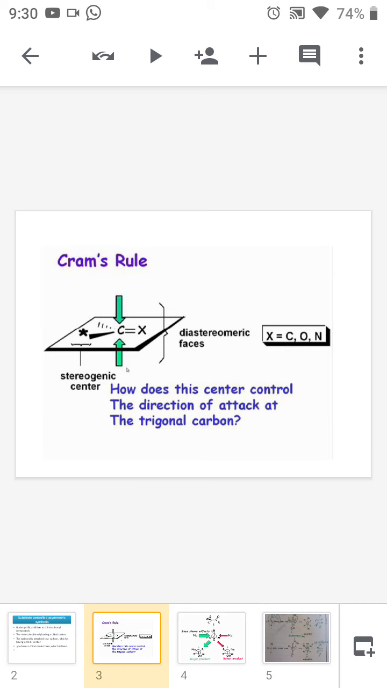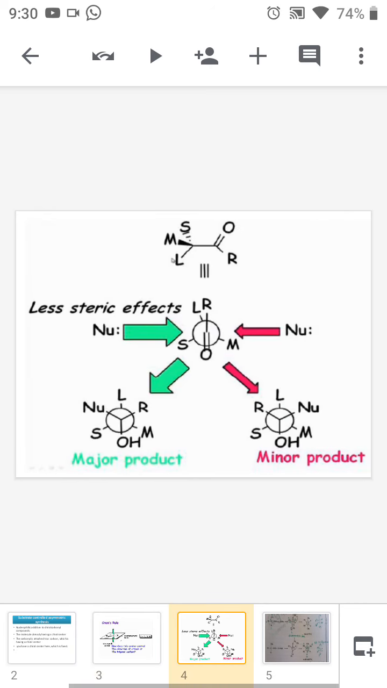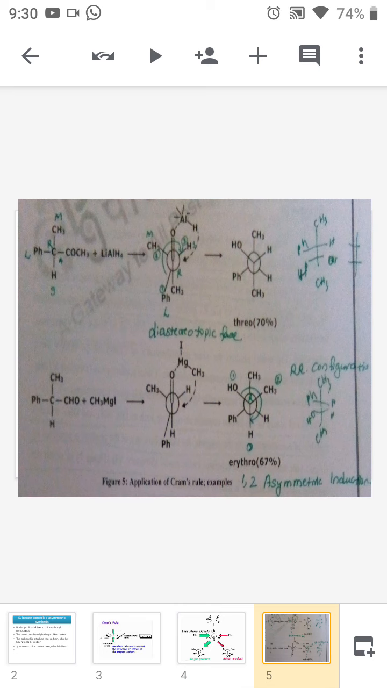So the nucleophile can attack the carbonyl group from both sides, on the top or the bottom. In order to represent the nucleophilic addition of the nucleophile, we have to represent our starting material in the Newman projection formula. While writing the Newman projection formula, we have to always keep in mind that the carbonyl group is attached to two substituents: one is the methyl group, the other one is the chiral center.